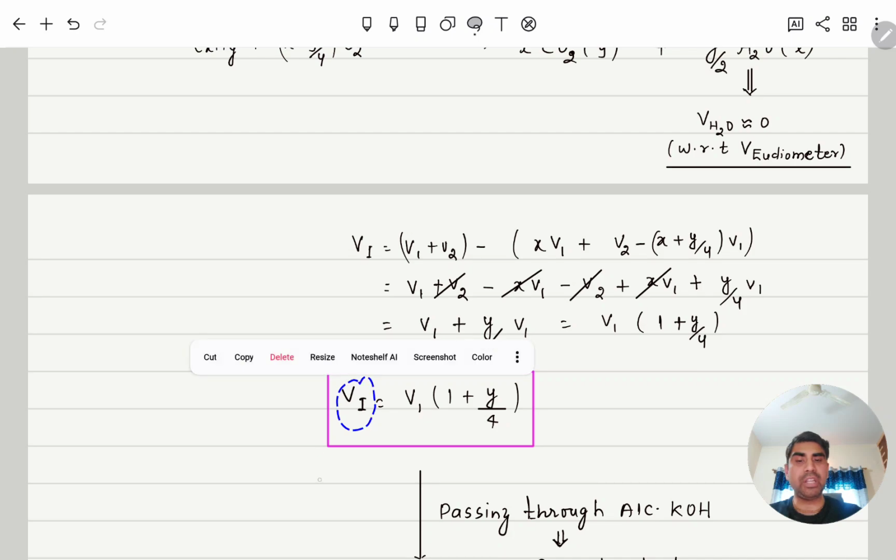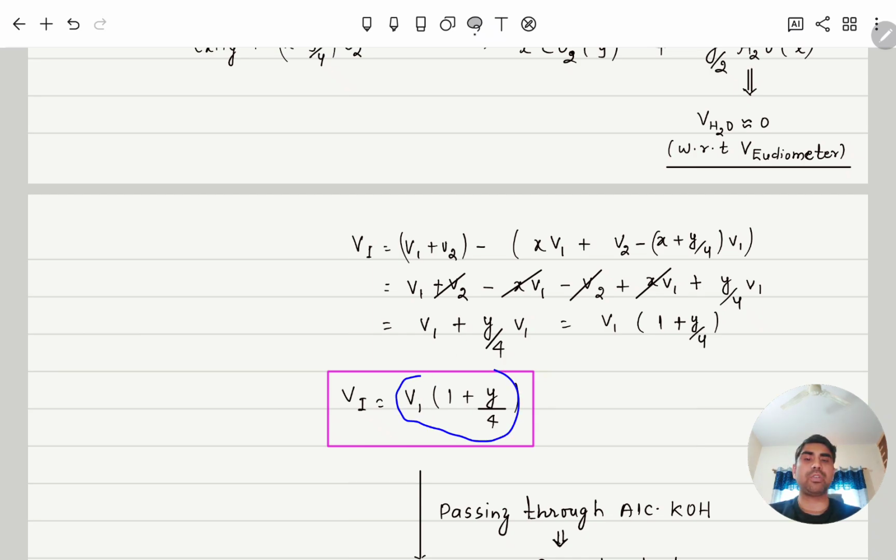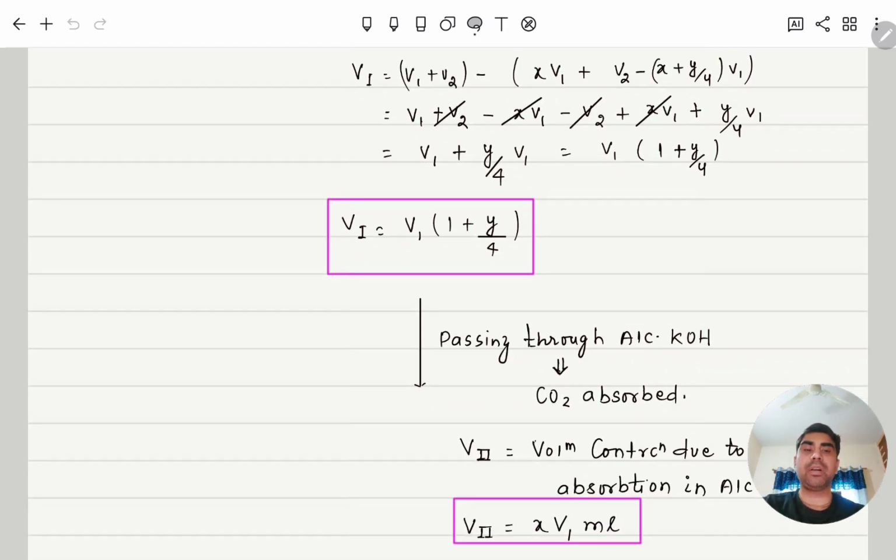So V Roman 1 is the volume first contracted due to cooling below 100 degrees Celsius, that is V1 into 1 plus y by 4. Then after passing through alcoholic KOH, which one will be absorbed?